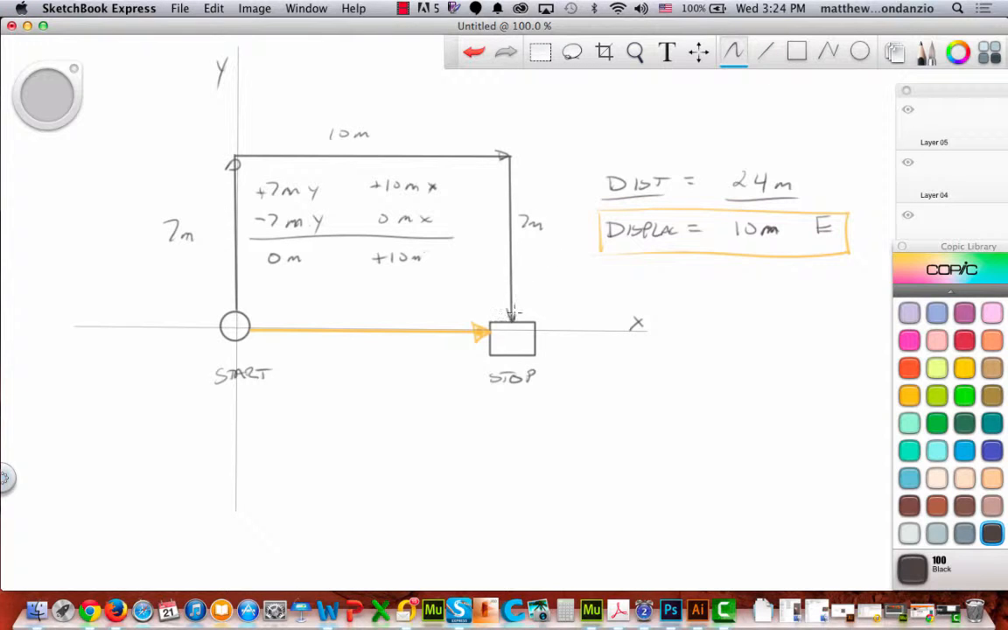Okay? So, and I missed a little arrow there. So there's going to be 3 individual arrow vectors. Does that make sense? Everyone with me?